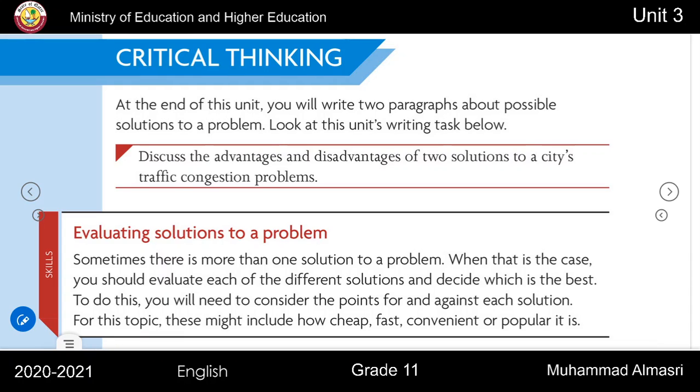Skills. Evaluating solutions to a problem. Sometimes there is more than one solution to a problem. When that is the case, you should evaluate each of the different solutions and decide which is the best. To do this, you will need to consider the points for and against each solution. For this topic, these might include how cheap, fast, convenient, or popular it is.